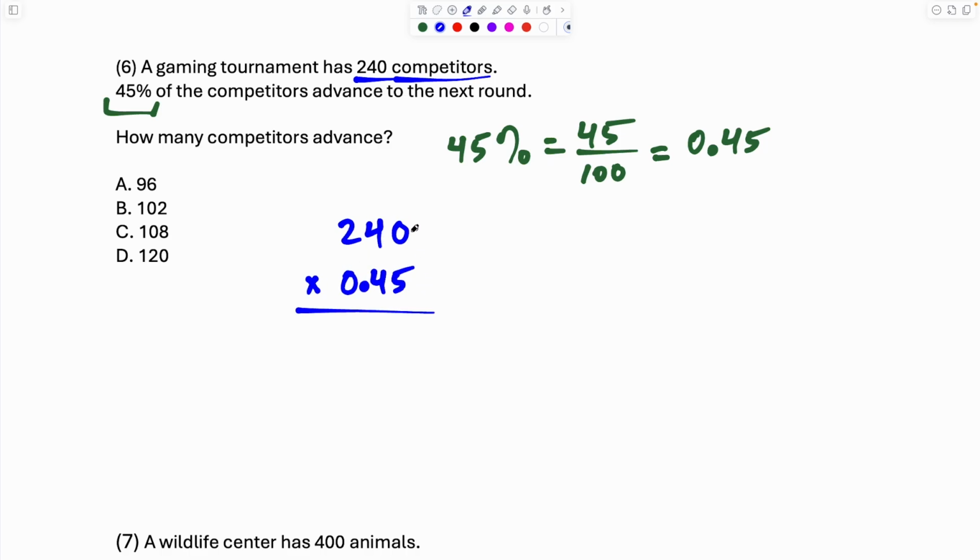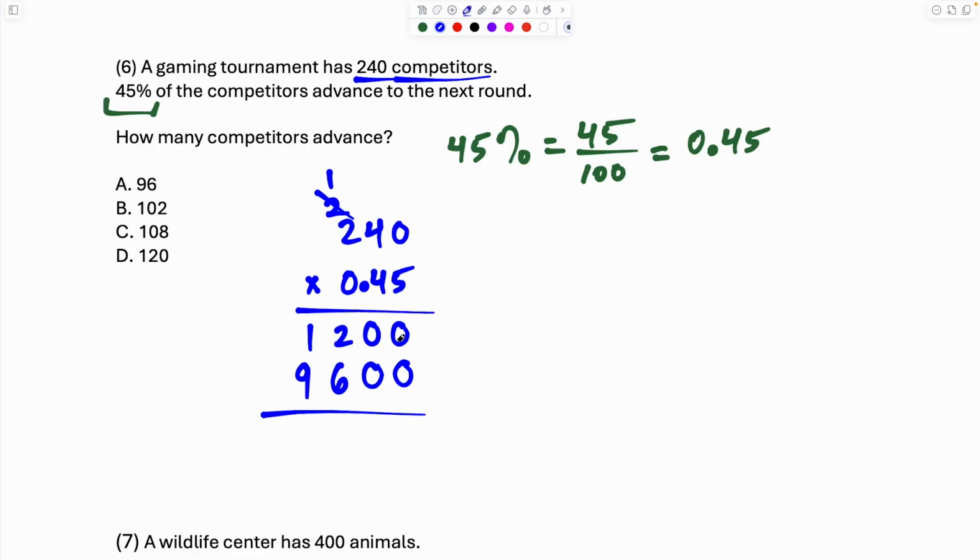Okay, so for this, let's just go through. 5 times 0 is 0. 5 times 4 is 20, so 0 carry the 2. 5 times 2 is 10, plus 2 is 12. Put a placeholder here. 4 times 0 is 0. We get rid of this extra thing just ahead of time. So we're at, let's see, we're over here. 4 times 0 is 0. 4 times 4 is 16, so 6. Carry the 1. 4 times 2 is 8, plus 1 is 9.